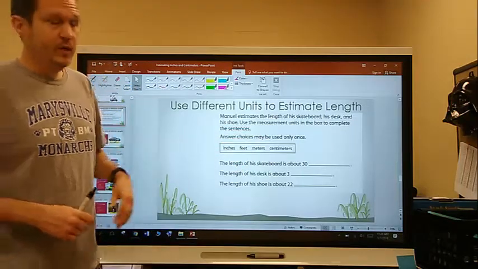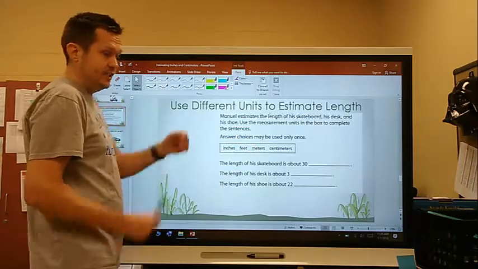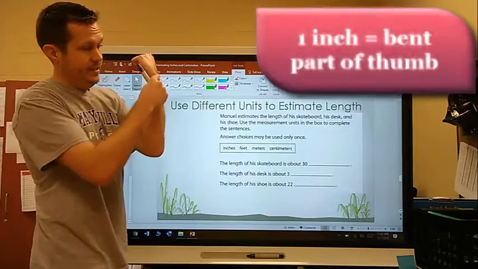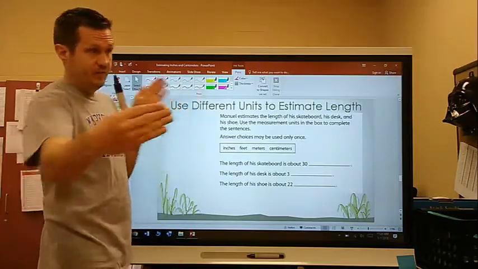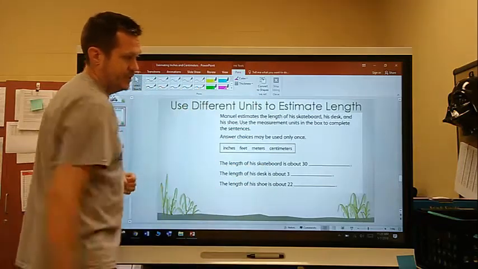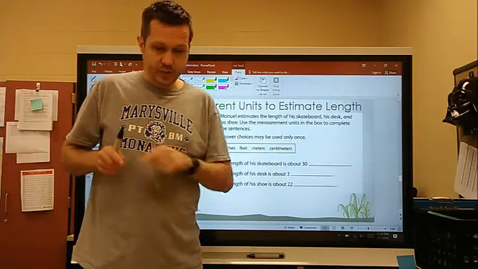All right, so we know we're going to be using inches, feet, meters, centimeters. So inches, I know the inches are about this. I always want to think of my benchmarks. Feet, that's about this. Meters, the width of my door. Centimeters, my pinky. The length of his skateboard is about 30. So the length of a skateboard, and there's 30 of them.